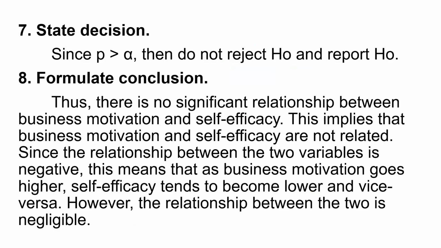Now, here's our conclusion. Since p is greater than alpha, then do not reject H0 and report H0. Thus, there is no significant relationship between business motivation and self-efficacy. I just copied the H0, by the way. This implies that business motivation and self-efficacy are not related. Okay?